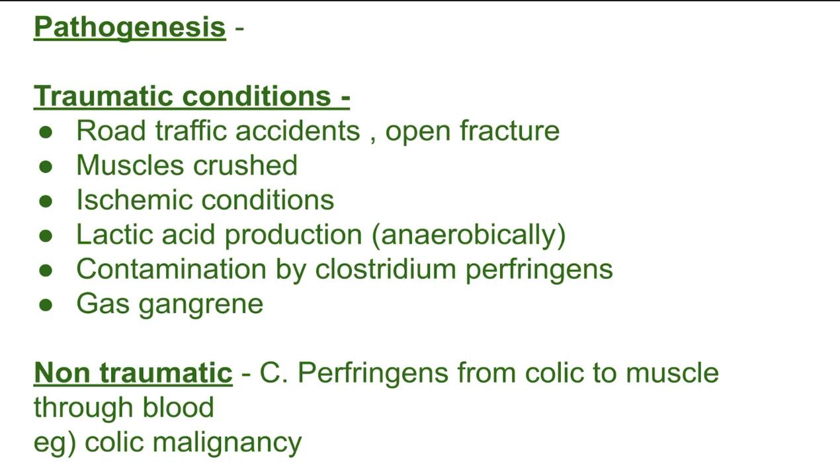In that case, lactic acid production occurs anaerobically. These conditions are very favorable for Clostridium species, especially Clostridium perfringens, as it is an obligate anaerobe. So contamination by Clostridium perfringens occurs, which leads to gas gangrene. But in non-traumatic conditions, Clostridium perfringens from the colon reaches the muscle through the blood. This can happen in cases like colonic malignancy.